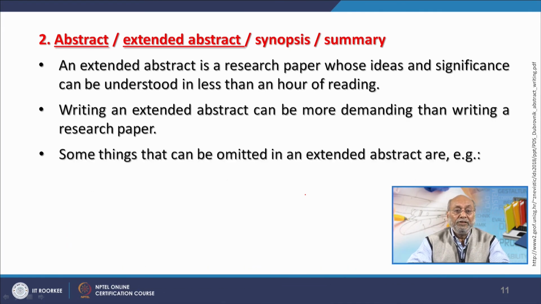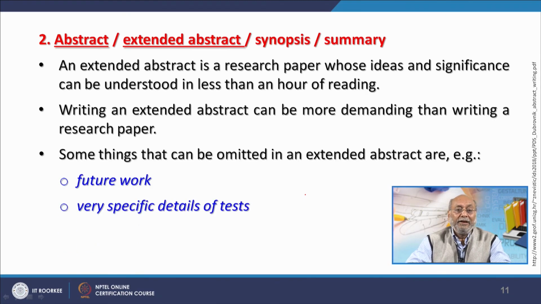So there are many things that can be omitted in an extended abstract, for example, future work, which we generally add at the end of our manuscript as recommendations for future work. That can be omitted or avoided in an extended abstract because you do not have many pages available. Secondly, the very specific details of the test.